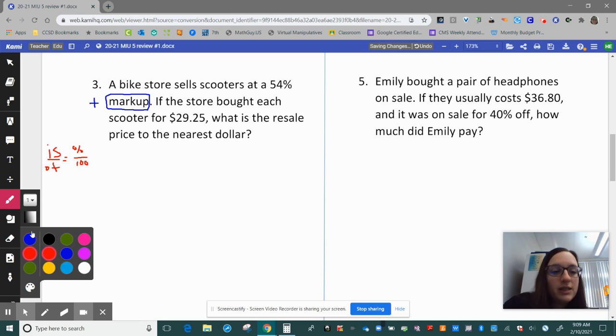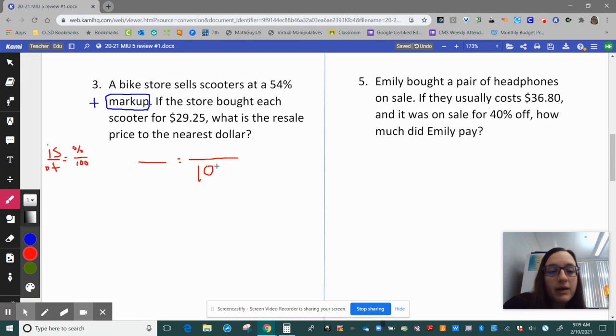So as we fill this in here, we know our 100 is always in this bottom right-hand corner. They gave us our percent number. So if we look back, a bike store sells scooters at 54%. Now, since percent means out of 100, we already have the out of 100. All we need to write is the 54 in this spot. We don't need to write the percent sign. We just need our percent number.